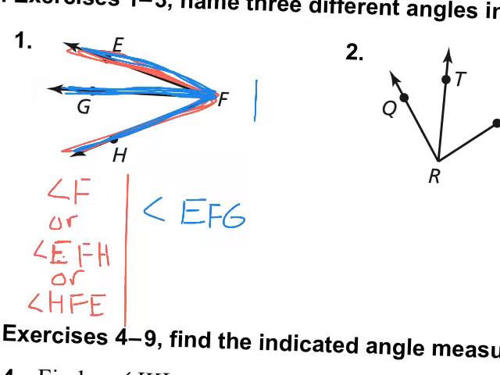All right. And then the last one would be GFH. Okay, so those would be my three angles: angle F, angle EFG, and angle GFH.